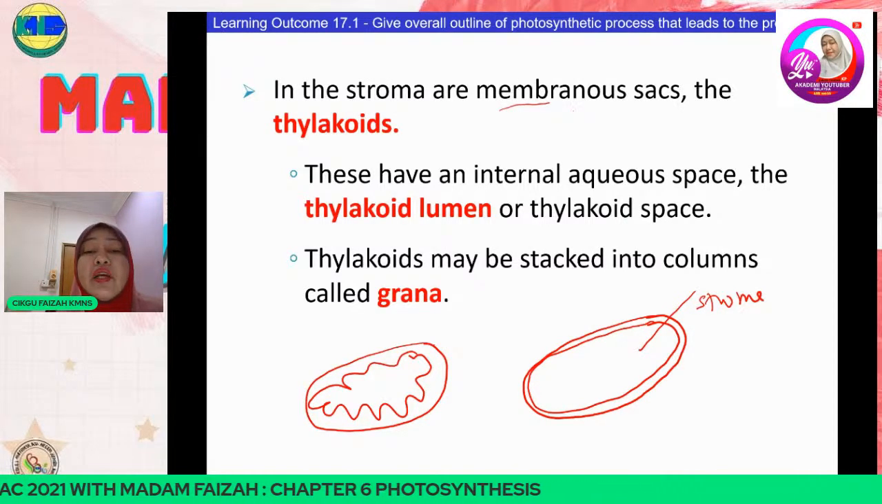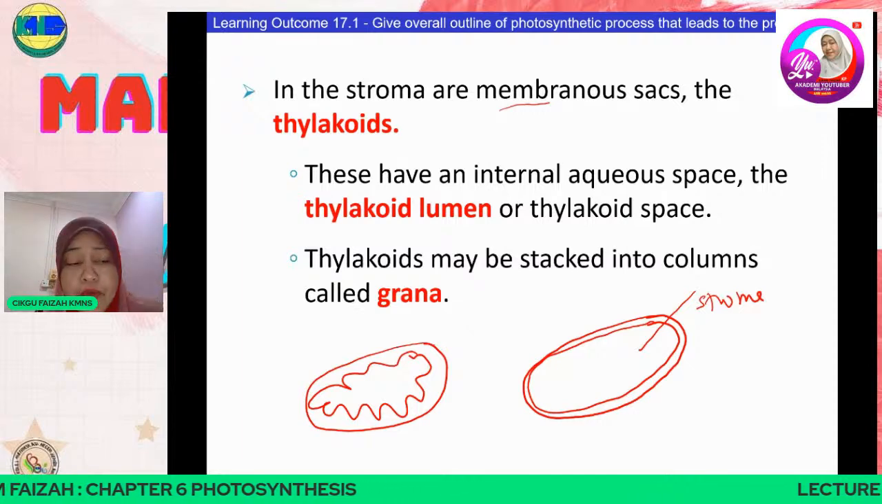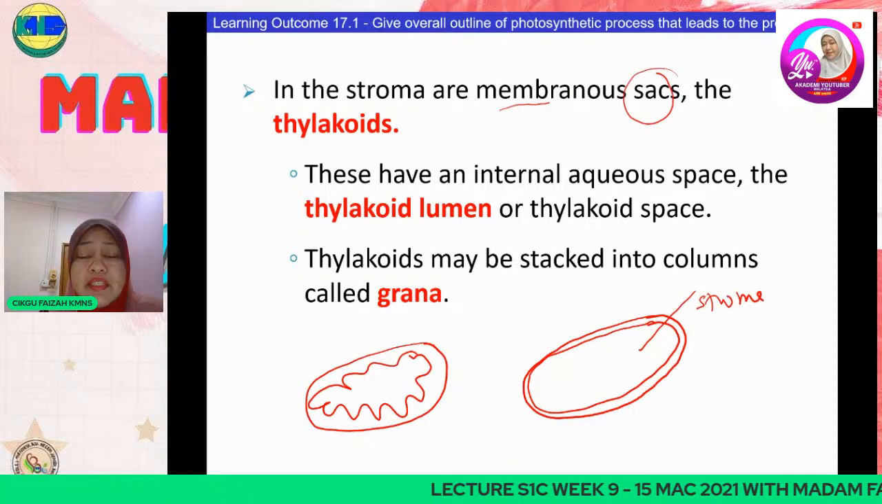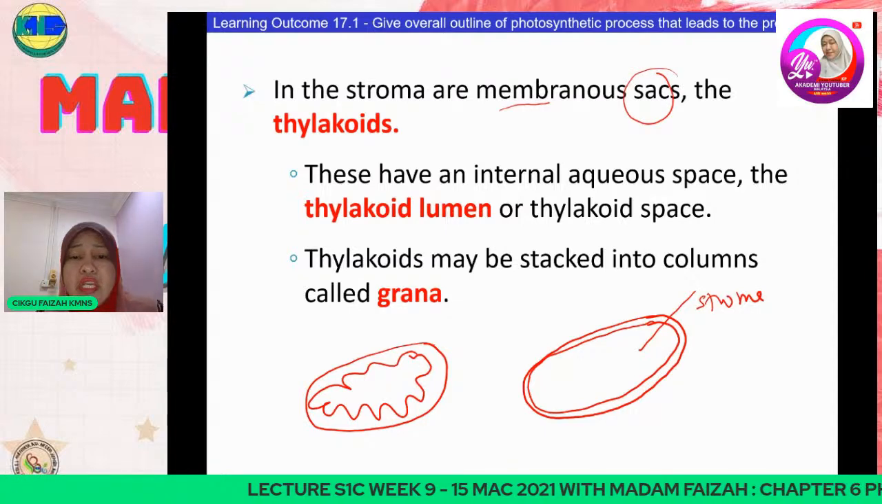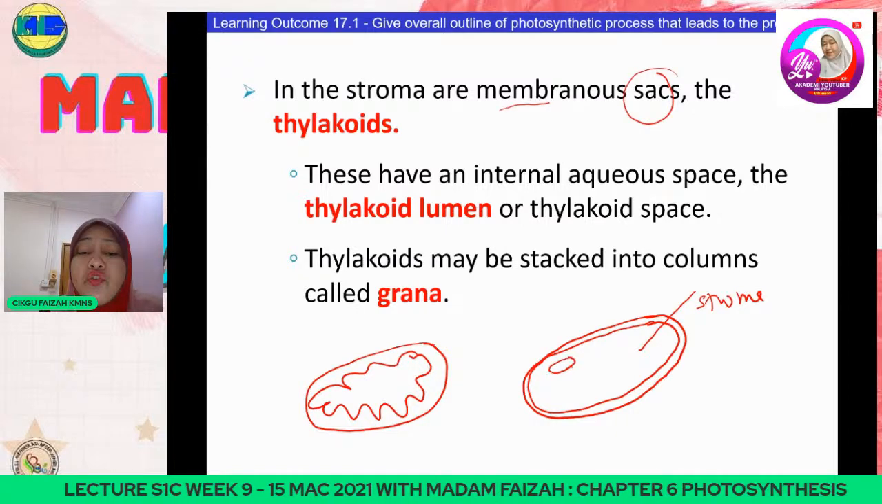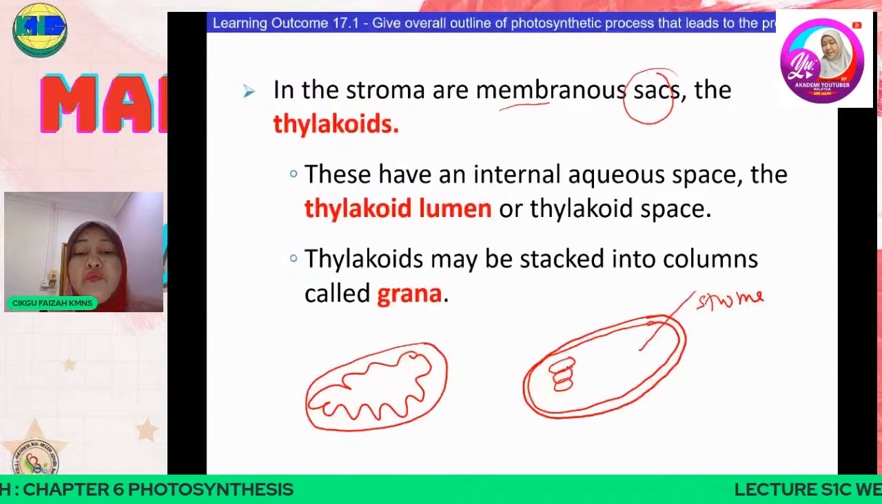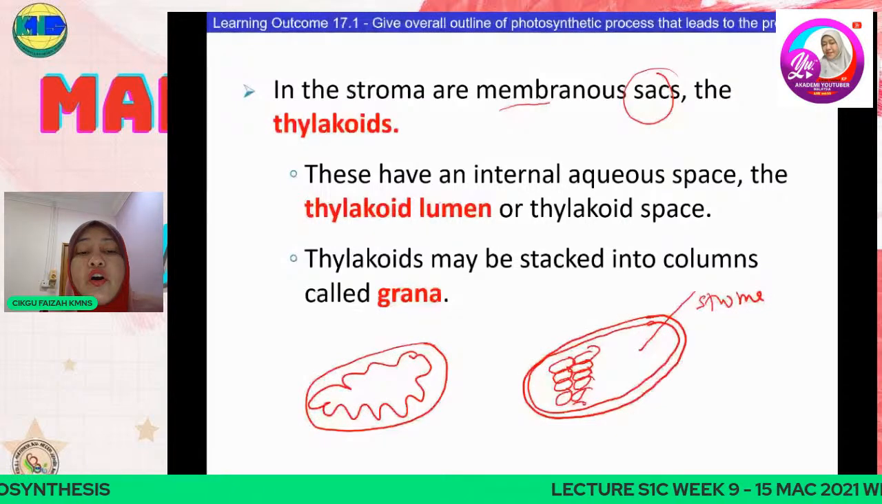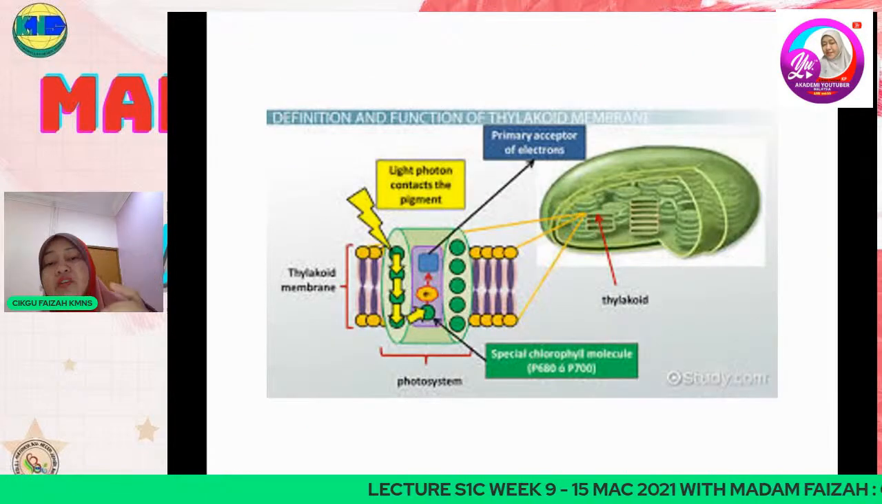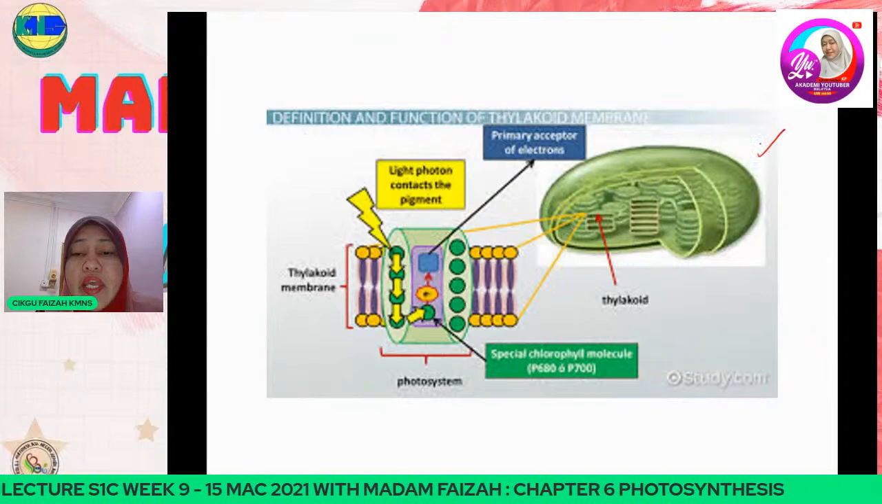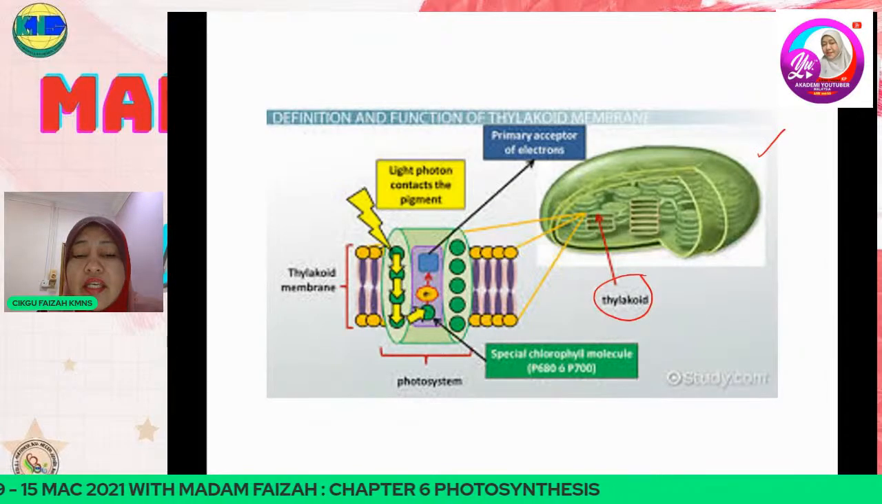So this is stroma class. So dalam stroma, you are going to find a membranous sac, macam sex, macam pundi. So you akan jumpa like this class, what we call a thylakoid. Thylakoid membrane, and these thylakoids stack into a grana. So this is what you are going to learn about. So this is a chloroplast. This is a thylakoid class. So on the thylakoid itself, you akan jumpa thylakoid membrane.